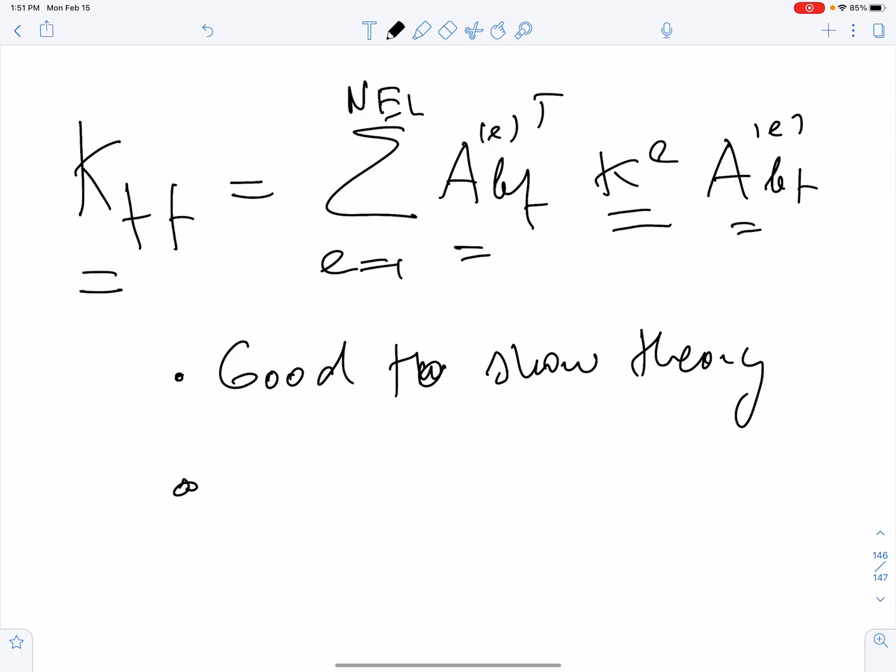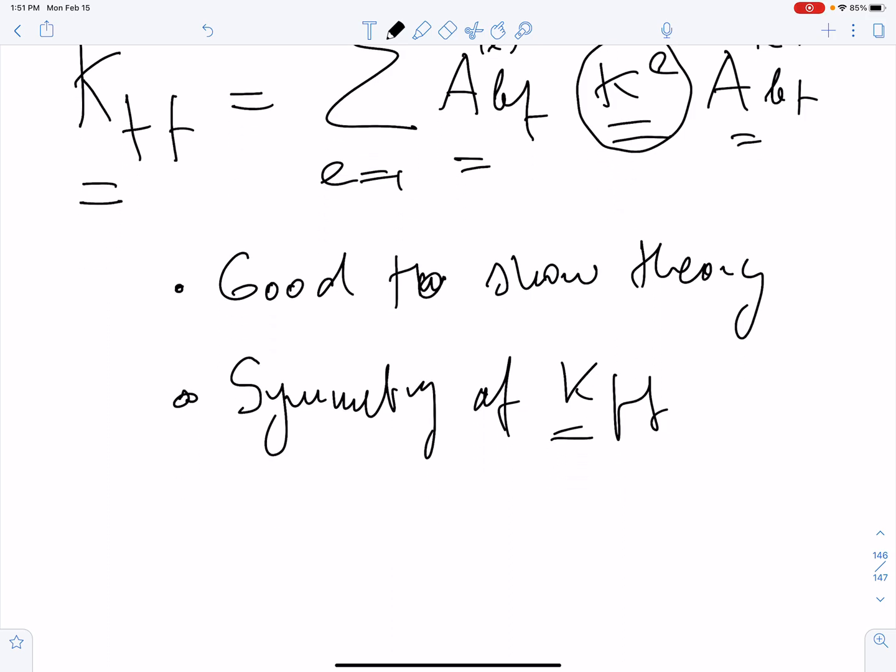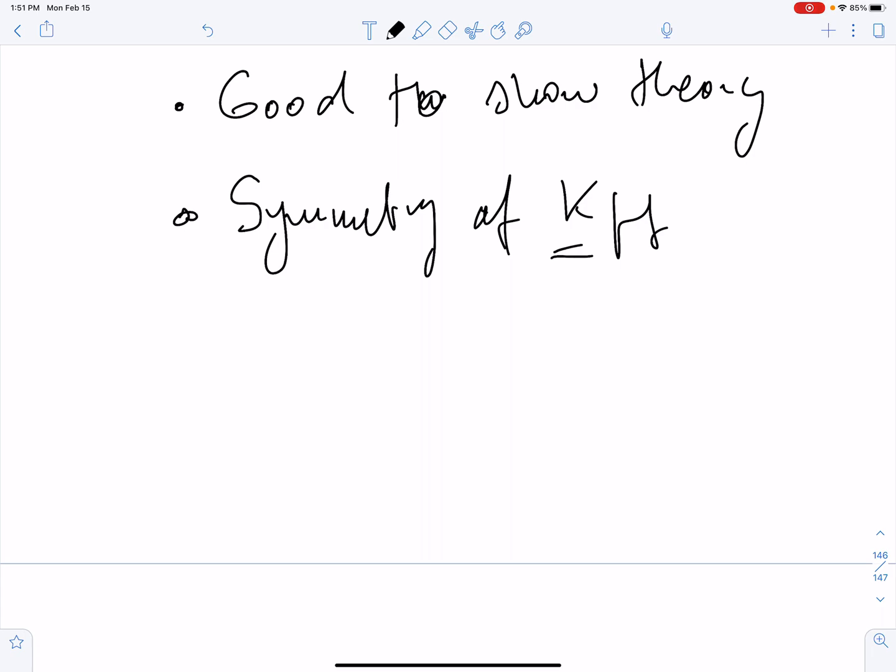Also notice, because K is symmetric and you have this transformation where you pre and post multiply by something and something transpose, the end result needs to be symmetric as well. So the structure of the stiffness matrix shows symmetry of KFF. However, as we discussed last time, this is not what's used in practice. And so what is the algorithmic counterpart?